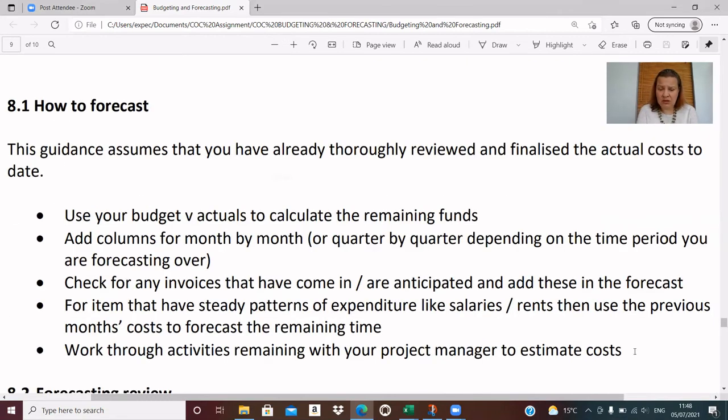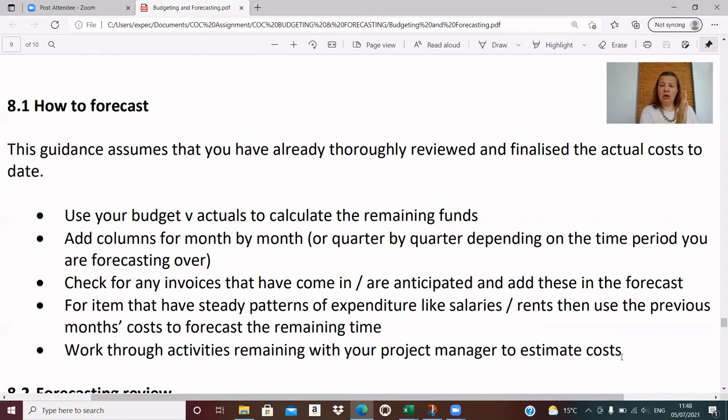So how do we forecast? Well, this guidance and this example that we're going to do here assumes that we've already done our budget versus actuals at a certain period. And then from there, we're going to extrapolate and see how far forward we can forecast. So we're going to do an example and we're going to follow the basic principles here.